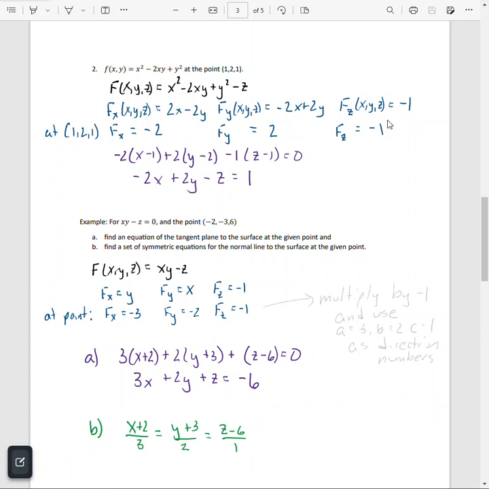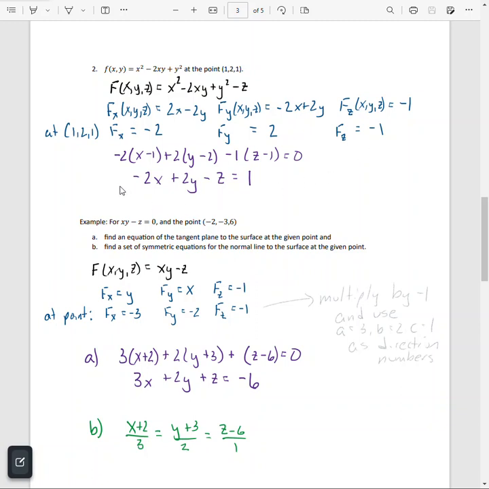You'll see this fairly common theme. Very common. So if we evaluate at the point when x equals 1, y equals 2, we'll have 2 minus 4, which is negative 2. When x is 1 and y is 2, we'll have a negative 2 plus 4, which is a positive 2, and z is hanging out being negative 1.